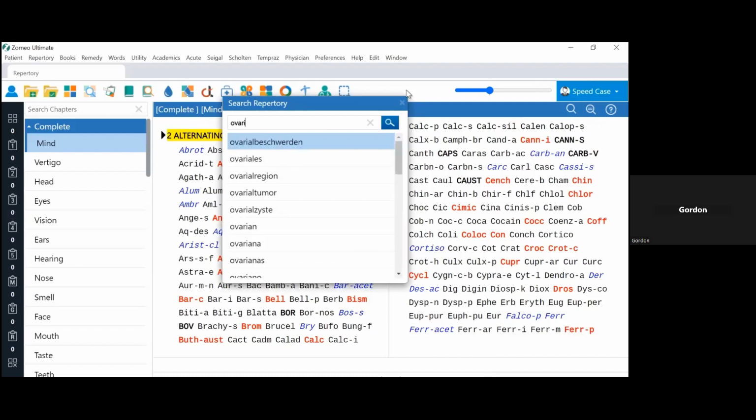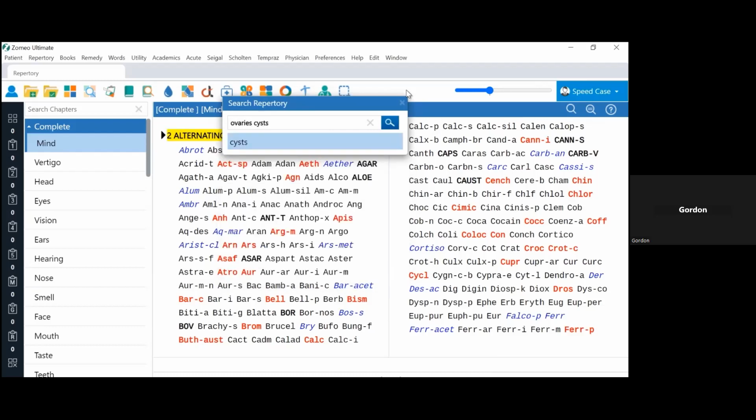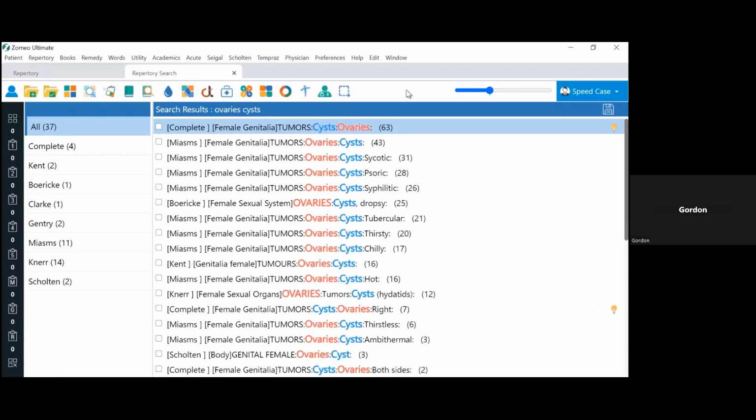We'll go with our first symptom, that is cysts in the ovaries. So I just put ovaries, cysts, and I click enter. And now I get 37 results for ovarian cyst. I will select the box of the first symptom that I see because it contains the maximum number of remedies. It contains 63 remedies. All right, so far so good.